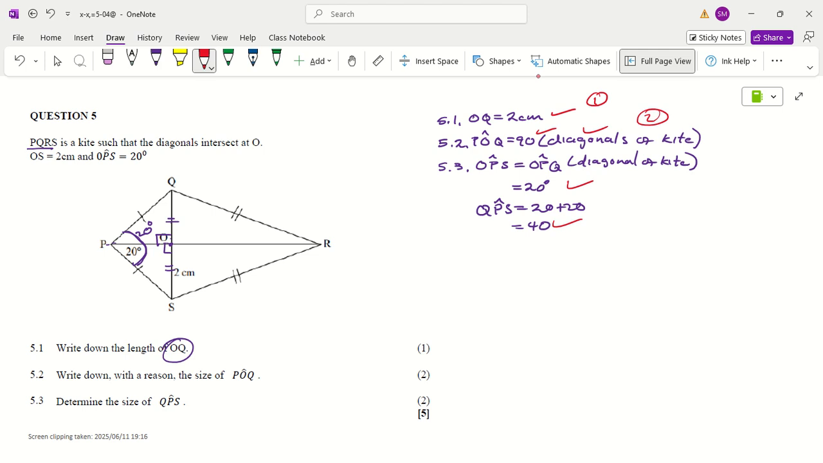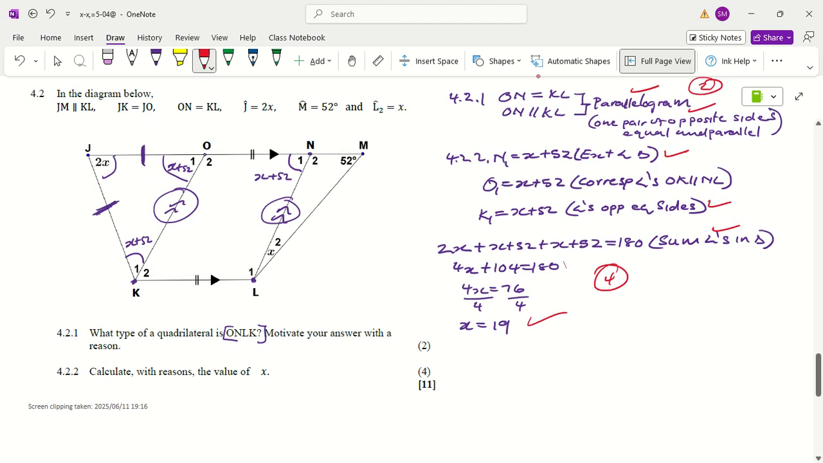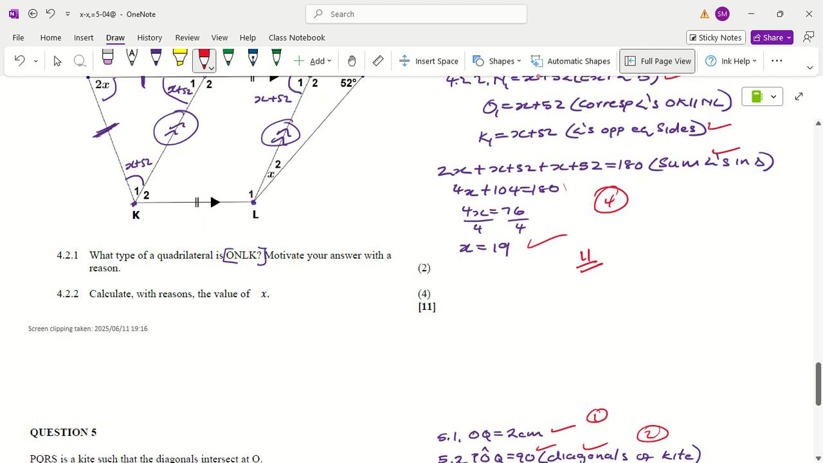It's OPS is equal to OPQ, so this is QPS, yes. So you get a mark for OPS, and then you get a mark for QPS, which is also 2 marks. So yeah, that's 5 marks for question 5, and then 11 marks for question 4.